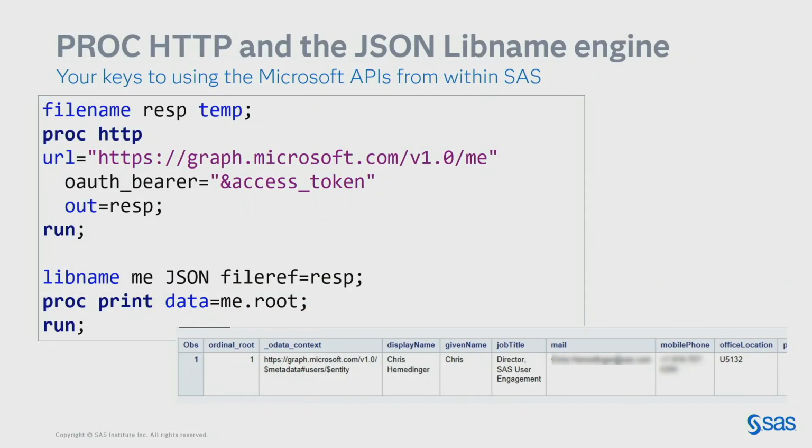When we're talking about using APIs from SAS, the way that we do that is we use a special procedure called PROC HTTP. It's basically the SAS version of curl, or command line URL, that many of you might be familiar with. It's very powerful. It lets you do just about everything that curl can do.